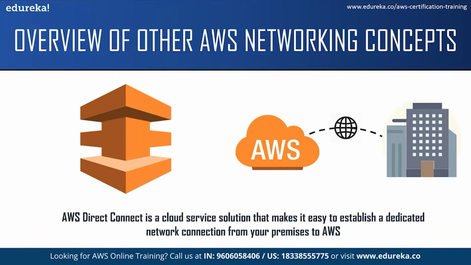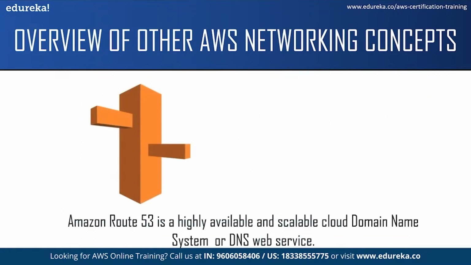AWS Direct Connect is also compatible with all the AWS services and is available in a speed starting from 50 Mbps and can be scaled up to 100 Gbps. It helps you build hybrid environment which allows you to use the benefits of AWS and continue to utilize your existing infrastructure. Now let us move on to our next service, which is Route 53.